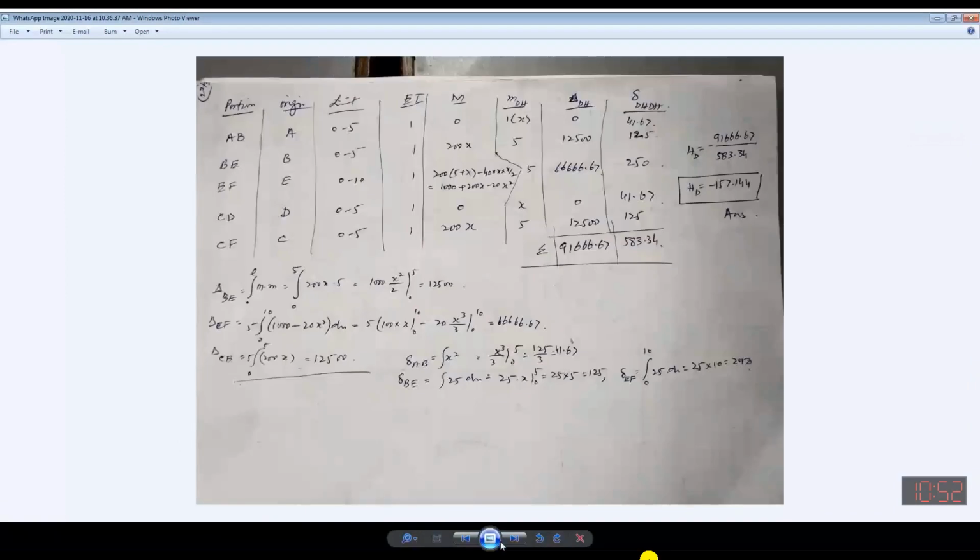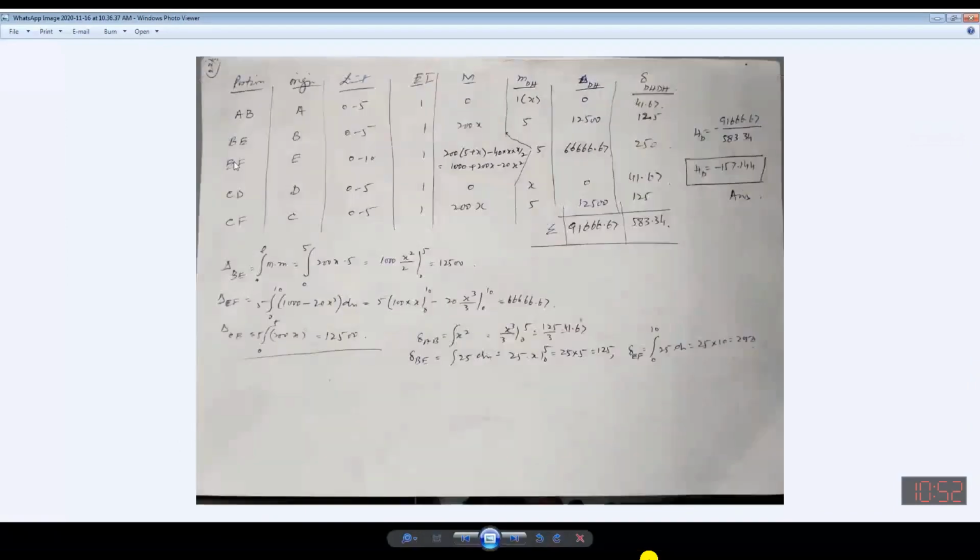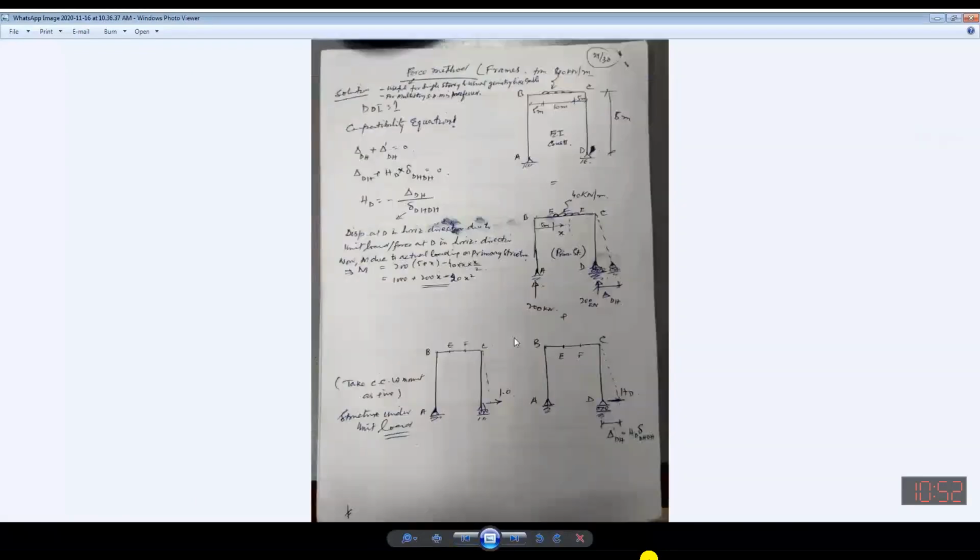Okay. So this will be the moment. Now in this case you can see EF, this is 200. Then is CD and CF. For CD, the origin is taken at C.